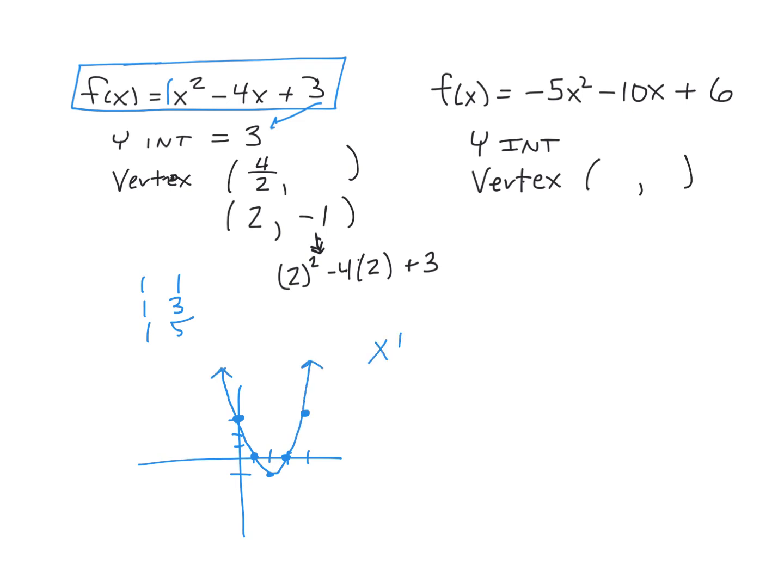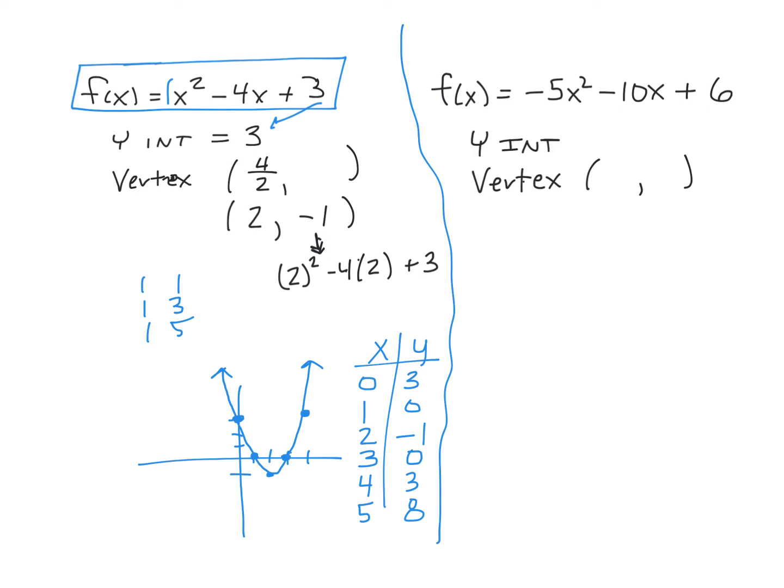Making that table of values, I put my vertex right there in the middle. I know as I go over 1, I would need to go up 1. As I go over 1, I'd go up 3. As I go over 1, I'd go up 5. And so this, again, is kind of an easy way of getting some other points instead of having to plug in each time.